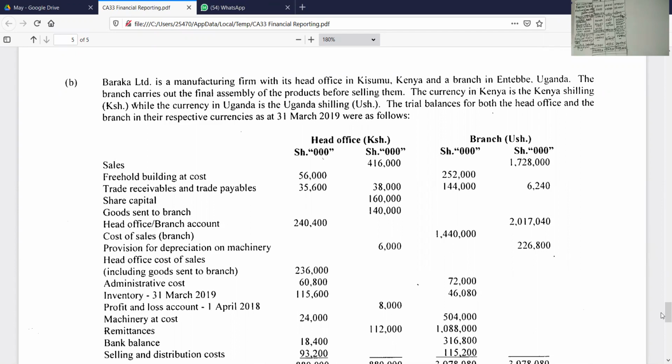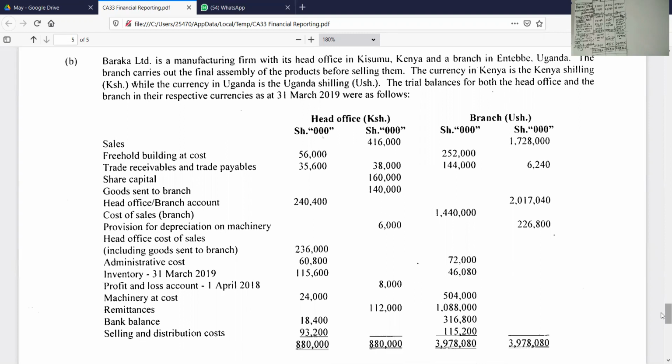So the currency in Kenya is the Kenya shillings, while the currency in Uganda is Ugandan shillings. You know that the branch is in Uganda, and the head office is in Kenya. So it means that you will be translating the operations of Uganda, which is an overseas branch, to Kenyan shillings. The trial balance for both head office and the branch in their respective currencies as at 31st March 2019 was as follows.